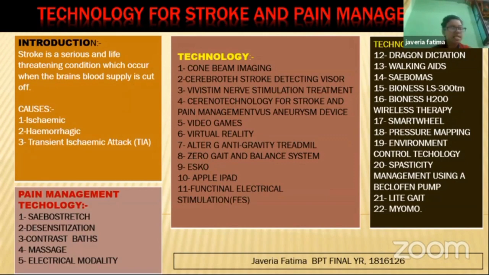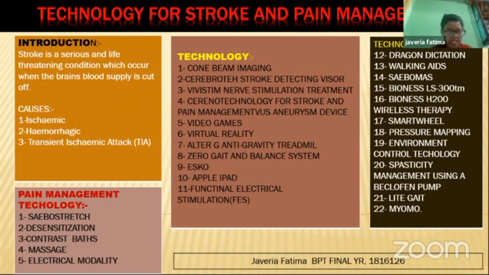The next is Dragon Dictation. Dragon Dictation is a device used by the patient so that the language and speech used by the therapist can be slowed down, so that the patient is able to understand the language and it is easy and flexible for the patient to dictate.